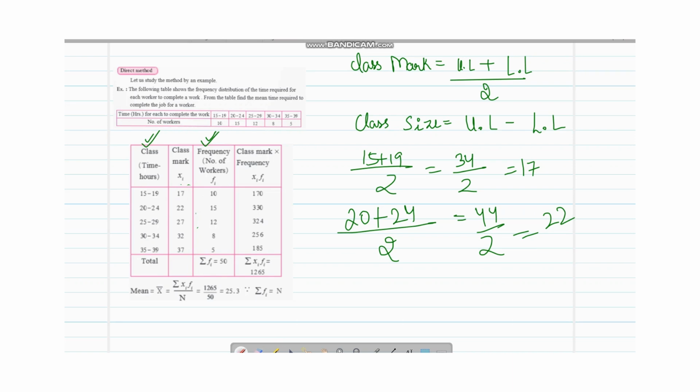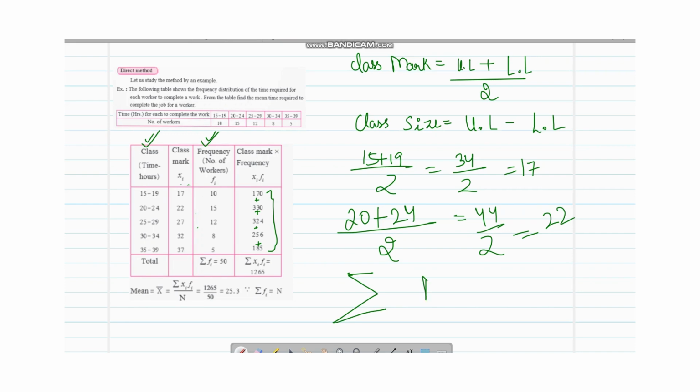17 multiplied by 10, 170. 22 multiplied by 15, 330. 27 multiplied by 12, 324. 32 multiplied by 8, 256. 37 multiplied by 5, 185. After this you are going to add all the terms. 170 plus 330 plus 324 plus 256 plus 185. So we say the sum as summation. This will be your summation, sigma. Okay, sigma means summation. So the sum of all these terms is 1265. Similarly, summation of frequency will be 50.